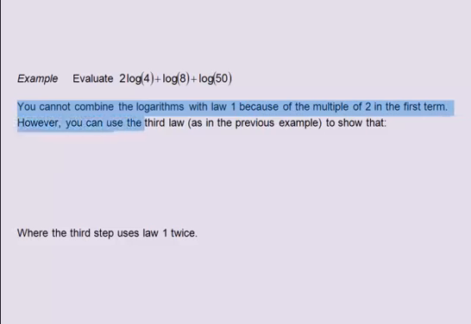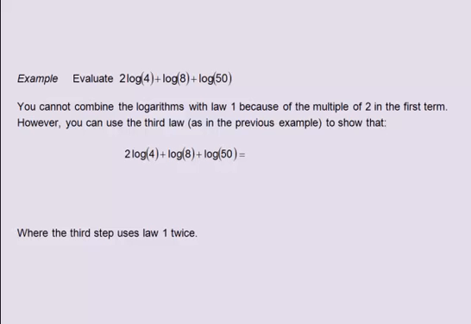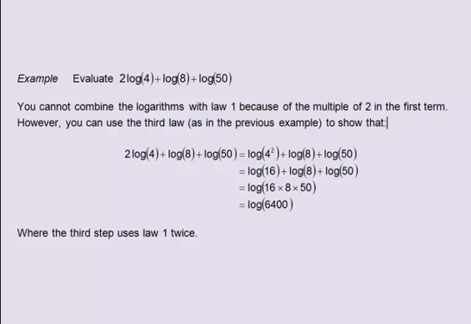However, you can use the third law, as in the previous example, to show that 2 multiplied by the logarithm of 4 plus the logarithm of 8 plus the logarithm of 50 equals the logarithm of 4 squared, which uses the third law, plus the logarithm of 8 plus the logarithm of 50, which equals the logarithm of 16, which is 4 squared, plus the logarithm of 8 plus the logarithm of 50, equals the logarithm of 16 multiplied by 8 multiplied by 50, which equals the logarithm of 6,400, where the third step uses law 1 twice.